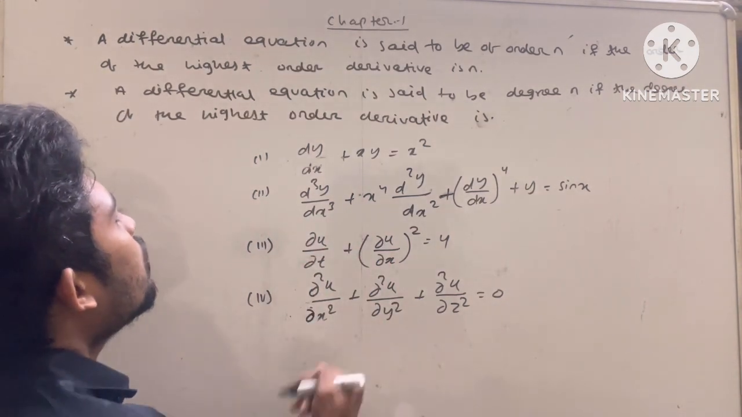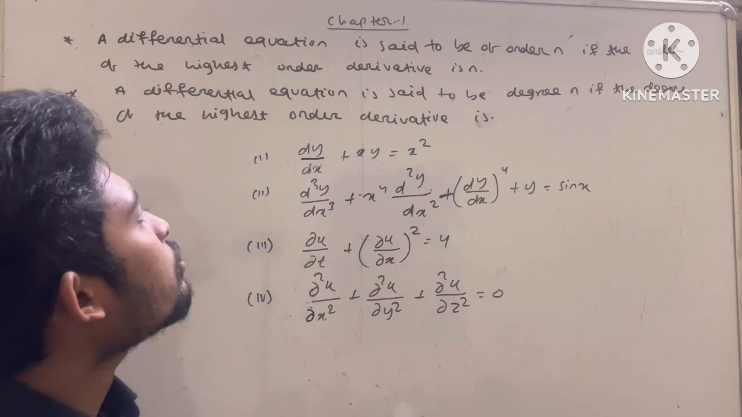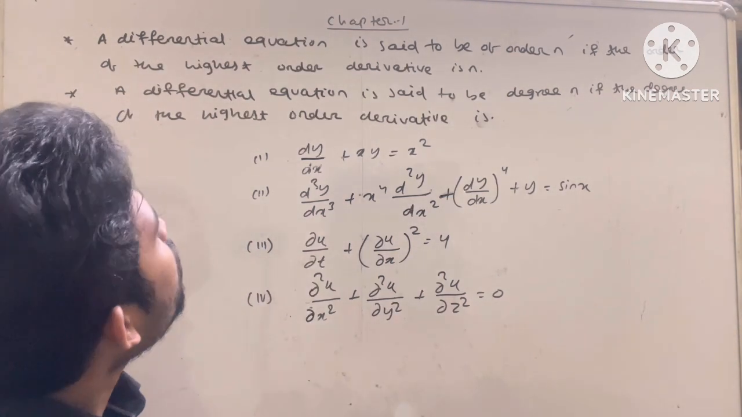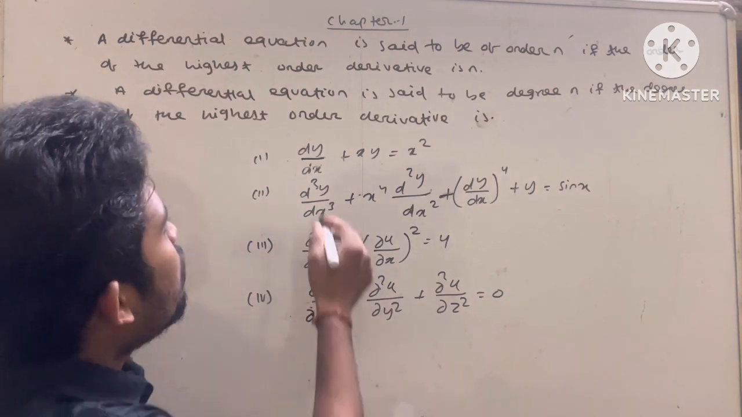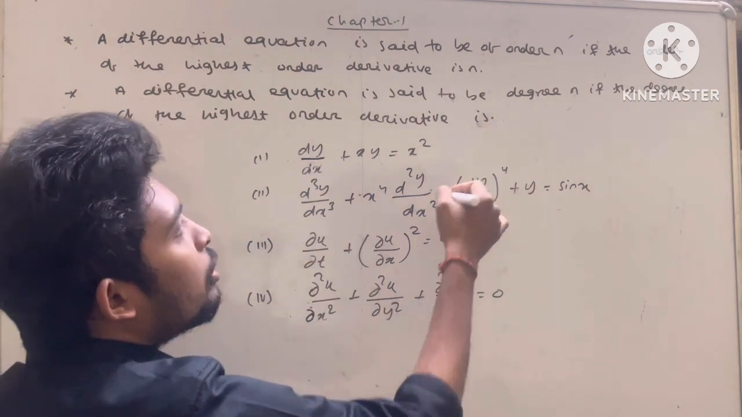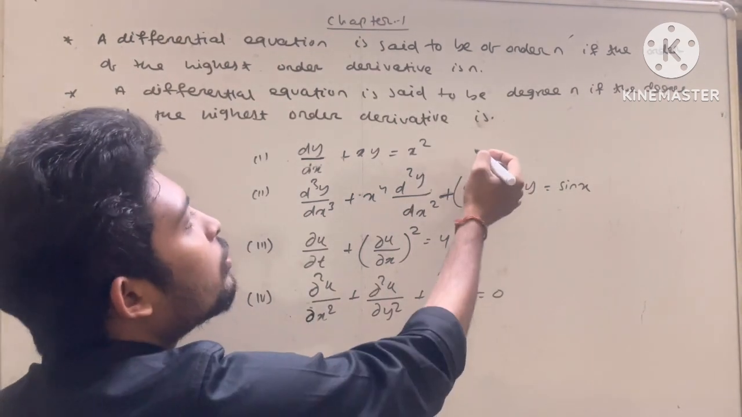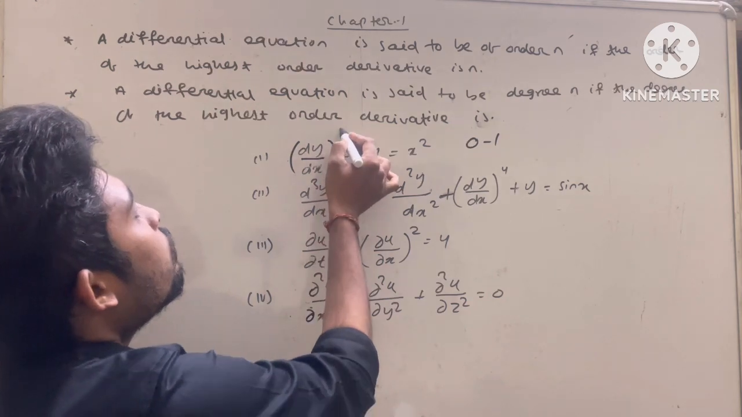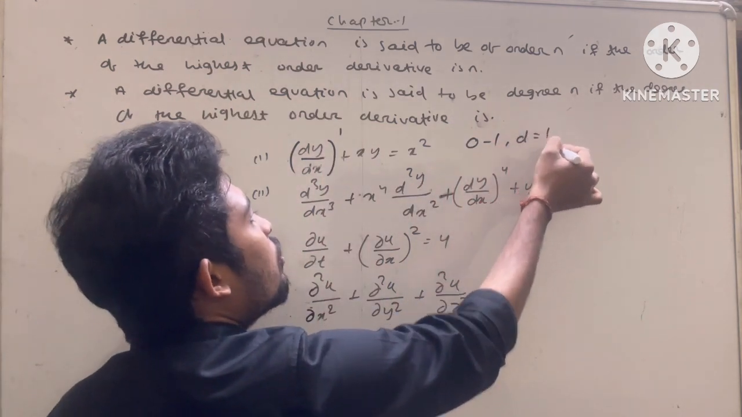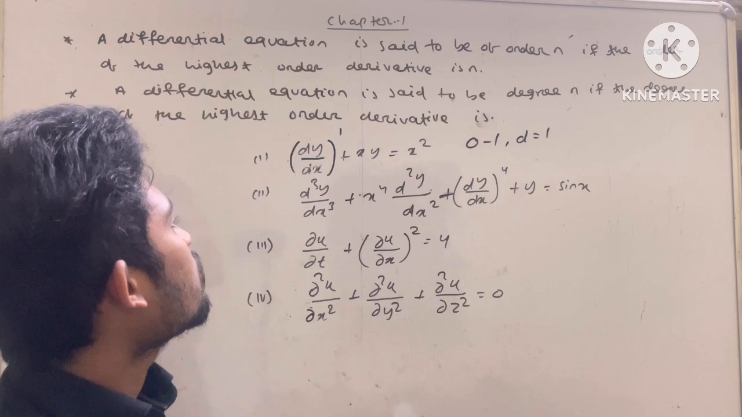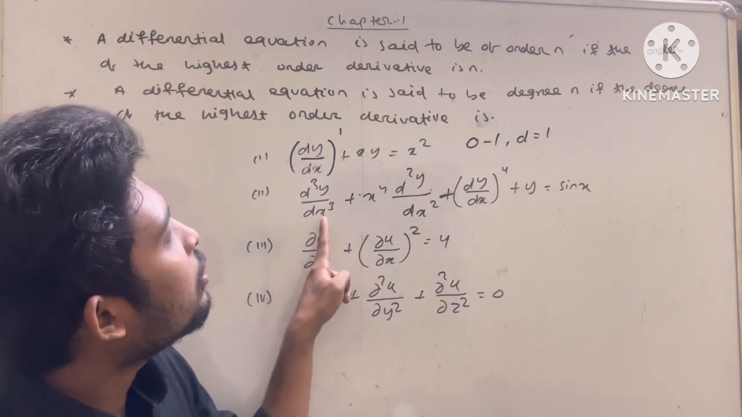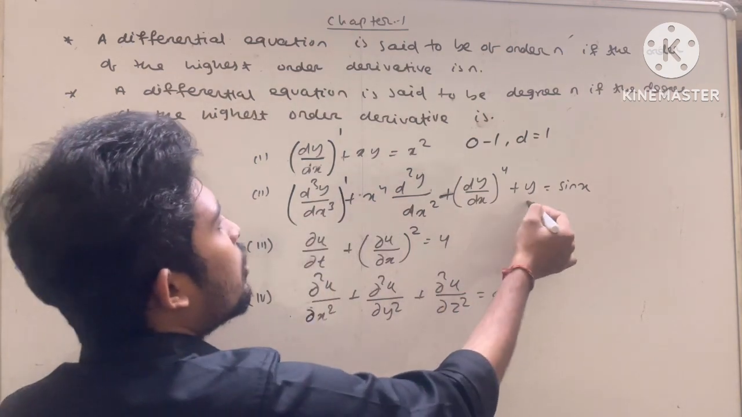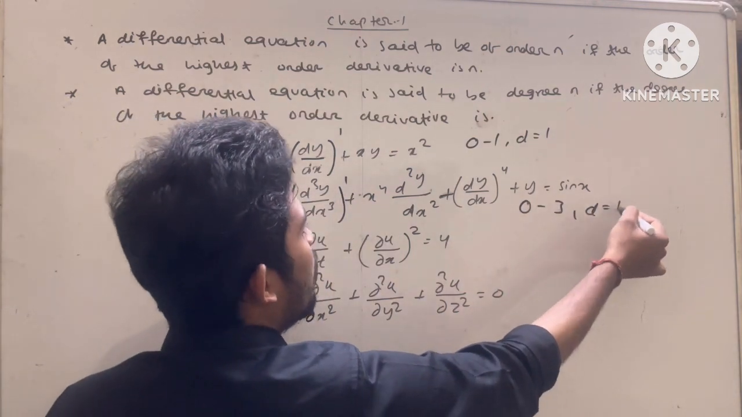Here the first example is dy by dx plus xy is equal to x square. Look at the derivatives. The highest derivative is dy by dx, which occurs once. So the order is 1, and the power of this highest order derivative is 1, so the degree is 1. Look at the second question. There is a third order derivative, and its power is 1. So the order is 3 and the degree is 1.